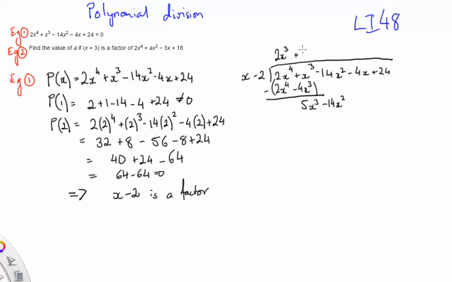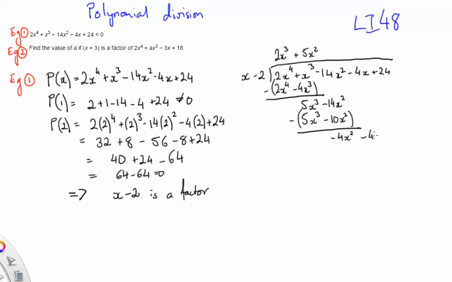X times something gives 5x cubed. Well, that's 5x squared. So let's say 5x squared times x is 5x cubed. 5x squared times negative 2 is negative 10x squared. Then you subtract again. So we get negative 14x squared plus 10x squared is negative 4x squared.